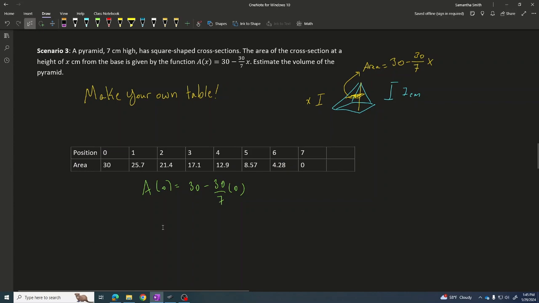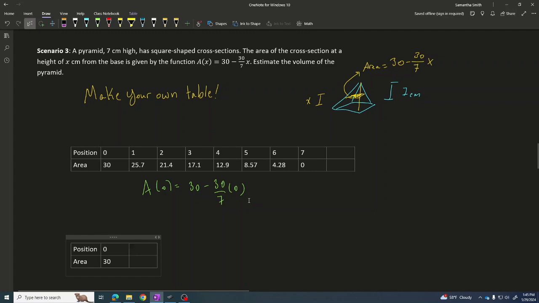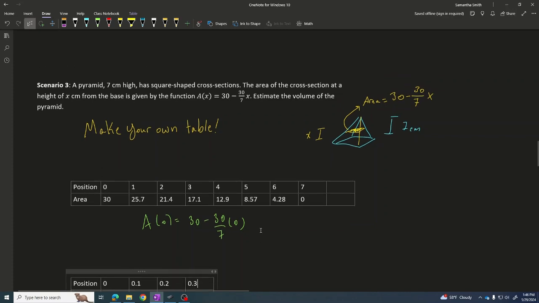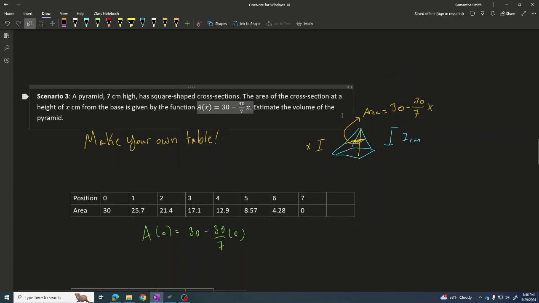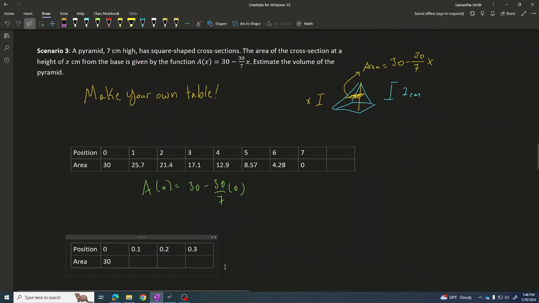But if we have the time to spare and we need additional accuracy, there's absolutely nothing stopping us from getting a table that contains more data inside of it. I could very easily go ahead and decide to measure the area at additional positions. Because I have the function that predicts the area of the pyramid at any height, I can create whatever table I want to. I can decide how much data I want to generate. I can decide how much space I want to have between the data points.